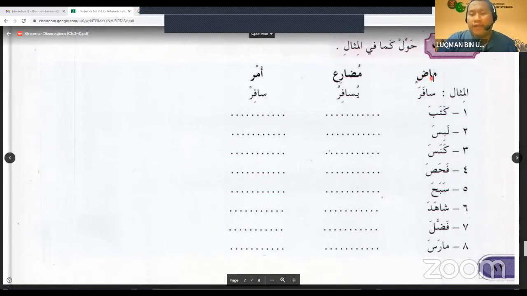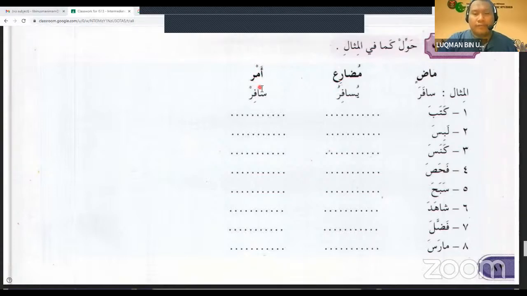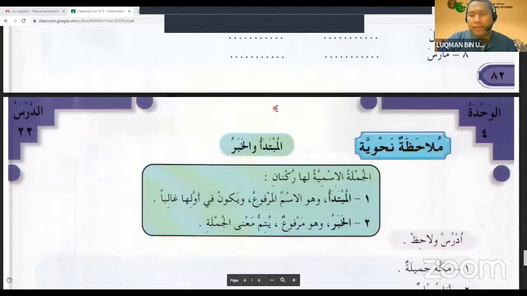Okay. So based on this, and also based on your vocabulary, the activity here is you transform the fi'al madi, the perfect tense of the verb, into imperfect tense and also imperative tense, mudari and amr. Okay. That's the activity there.